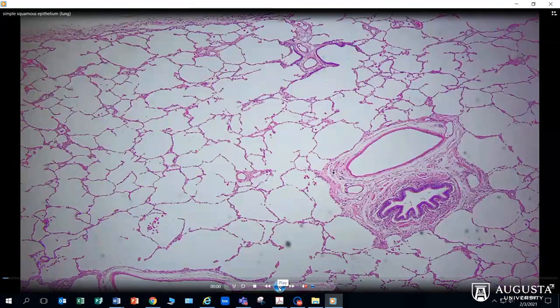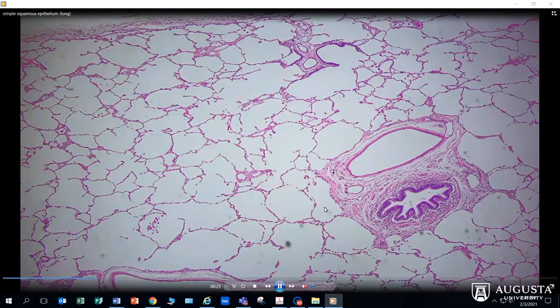This video is going to discuss the tissue, simple squamous epithelium. I'm going to play a video where we are looking at this tissue for simple squamous epithelium in the lung on the microscope. What we have here is the area of the tissue of the slide that students want to look at. In fact, this is blood vessels and the bronchi of the lung tissue.